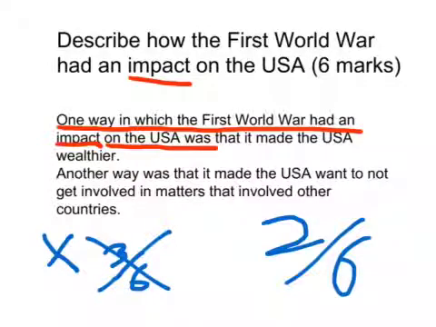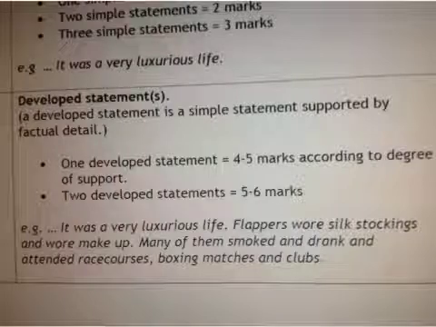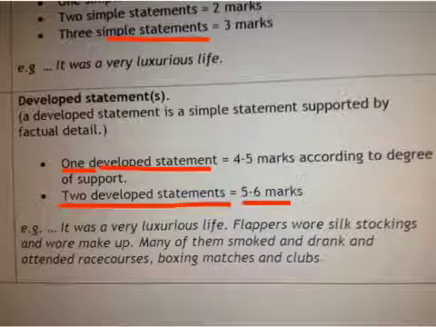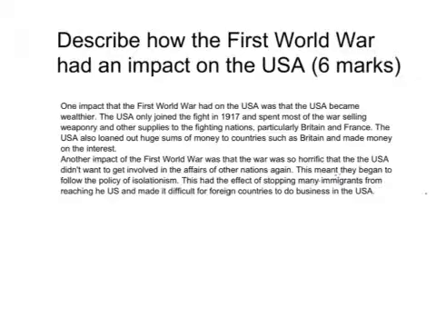Now how do you get higher marks? This is what we need to worry about. Now you guys don't want 3 or 2 marks, you want to be aiming for 6 marks, and this is the part of the mark scheme which tells you how to get 6 marks. Instead of the simple statements, it says developed statement. 1 developed statement, you can get 4 to 5 marks depending on how good that statement is, or for 2 developed statements you can get 5 to 6 marks. So let's have a look at what that looks like.